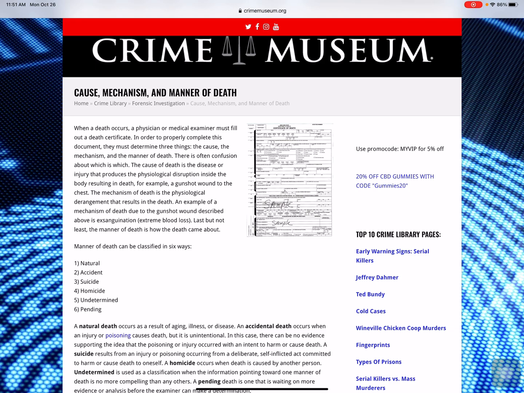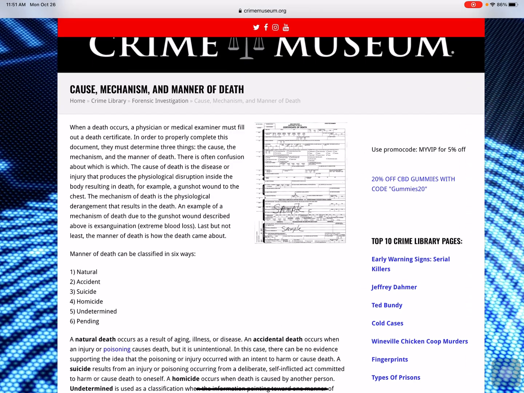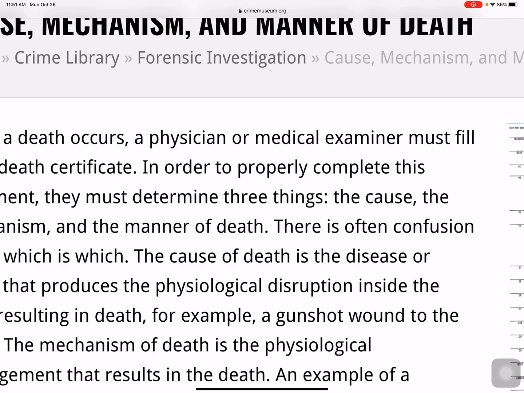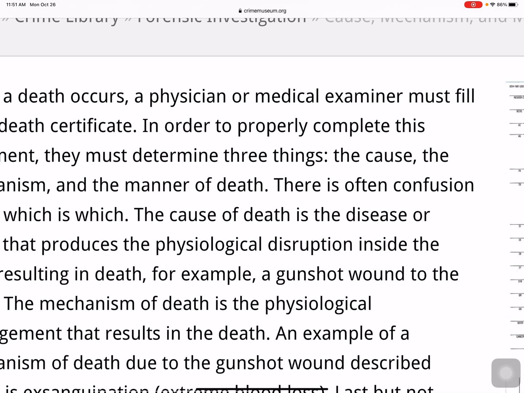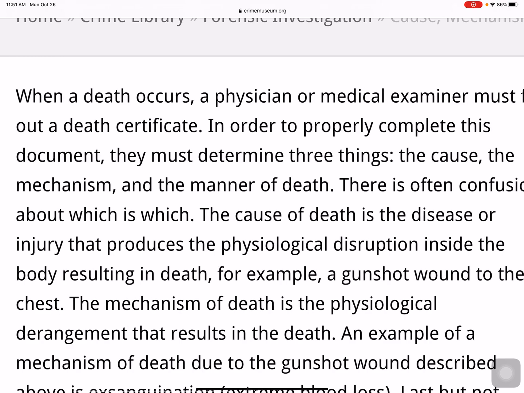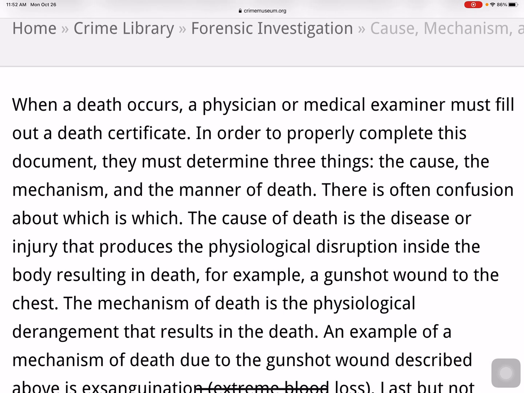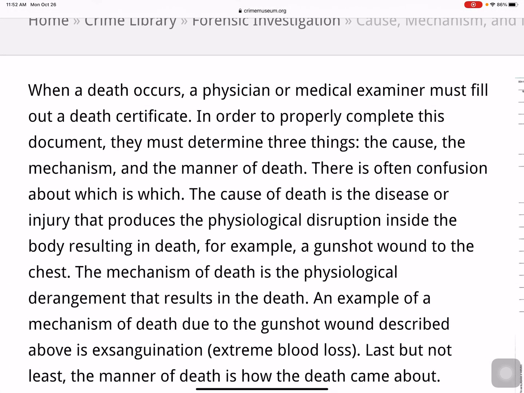Now, the title of this is Cause, Mechanism, and Manner. And you can see right here, the cause of death is the disease or the injury that produces the body's disruption that is going to result in death. So here's the example of a gunshot wound to the chest. So the gun is the cause, the gunshot.